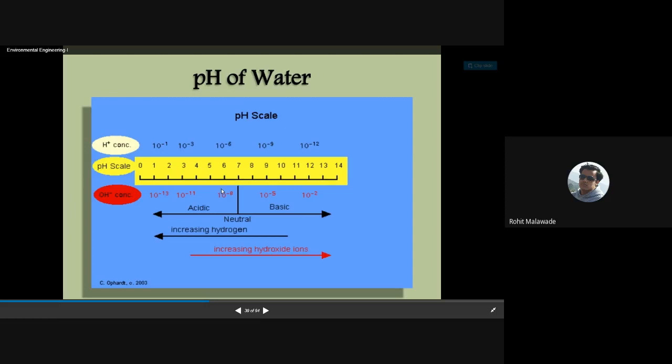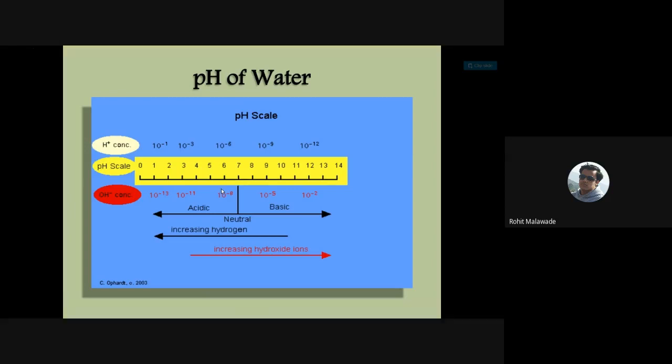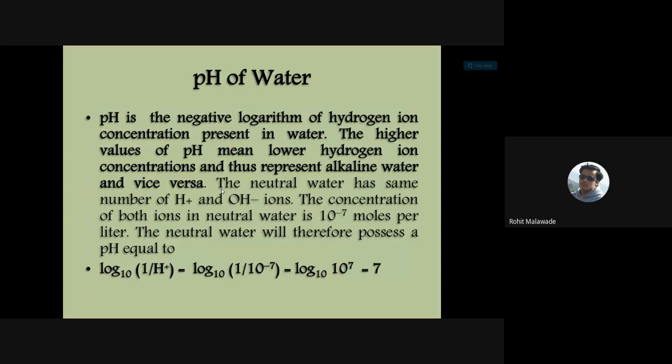Now, what is neutral, what is acidic, and what is alkaline? This is a very important aspect with regard to water. If you consider water as it is, you know it has the formula H2O. That means it has the H plus ion and the OH minus ion.